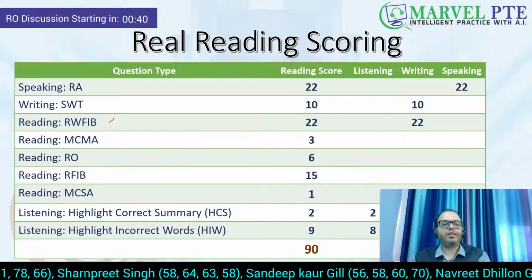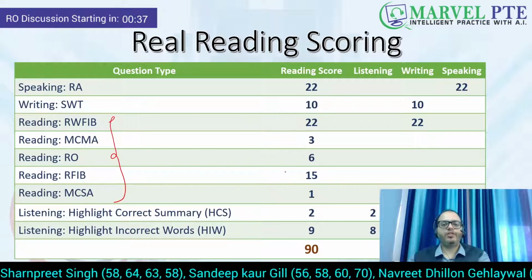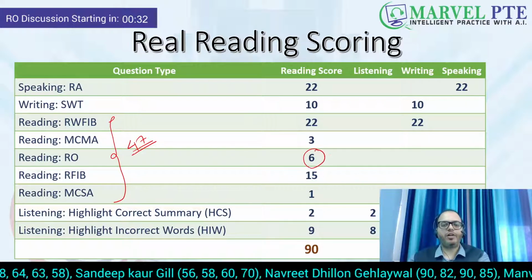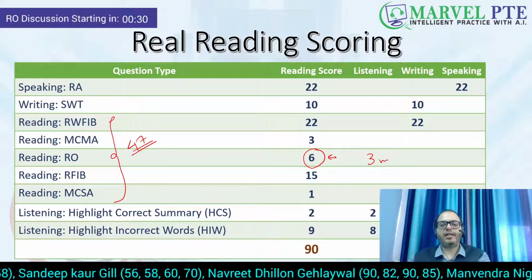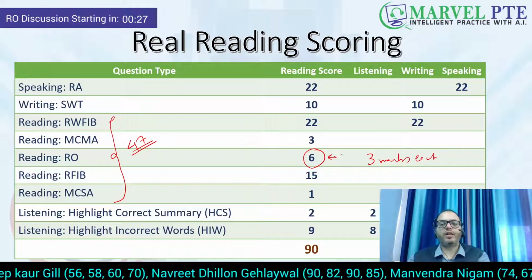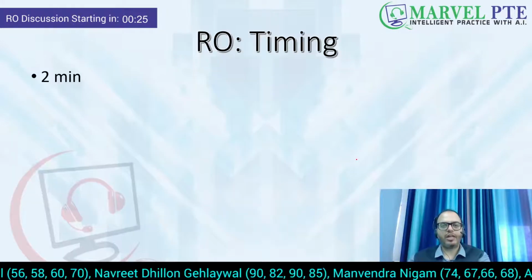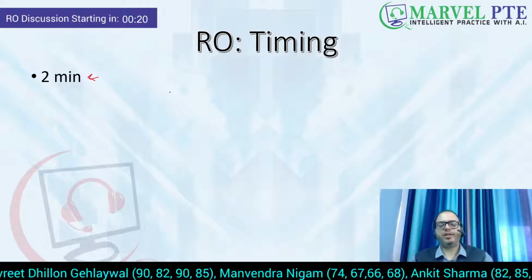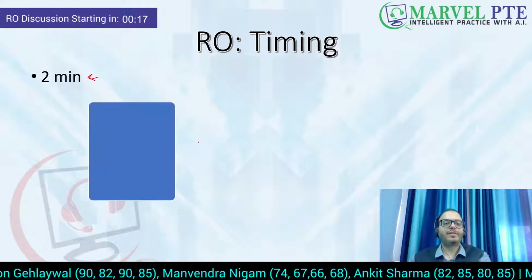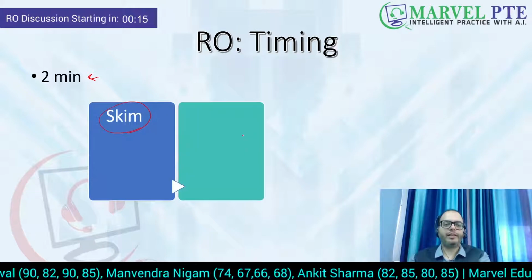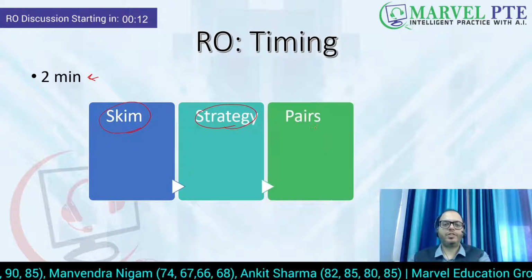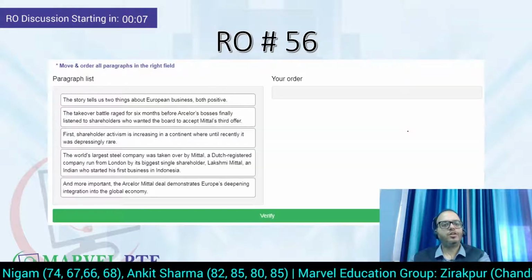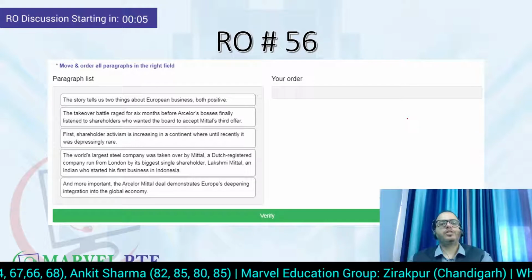This is the real scoring of reading, where you can see the reading module just contributes 47 marks. Reorder paragraphs are of 6 marks. It means they are 3 marks each if you are getting 2 reorder paragraphs. Now, how much time can you spend to solve one reorder paragraph? The answer is 2 minutes. In 2 minutes, first of all you have to skim, then apply our strategies, then make pairs, then confirm if all the pairs are correct or not. And this is today's reorder paragraph.